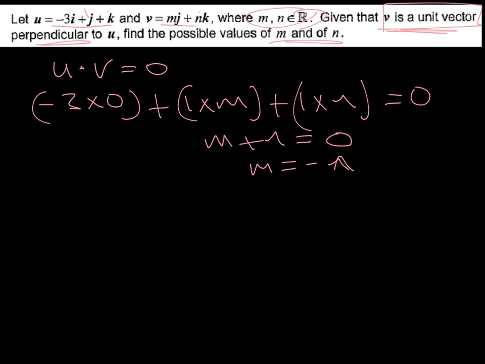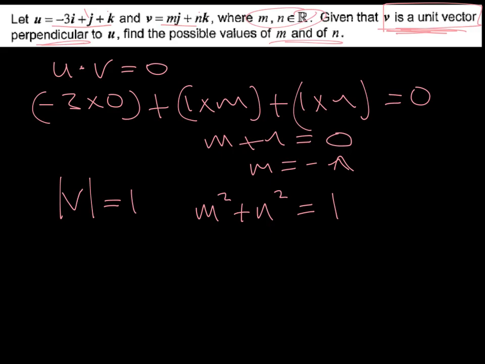However, the key thing to recognize here is that v is a unit vector. So that actually enables us to form another equation, because if v is a unit vector, we know that the magnitude of v must be equal to 1. That's the definition of a unit vector, a vector of length 1. So the magnitude of v must equal 1. You can find the magnitude by finding m squared plus n squared, adding that together, and that gives us 1.